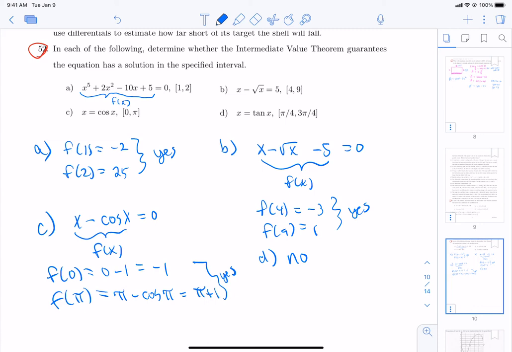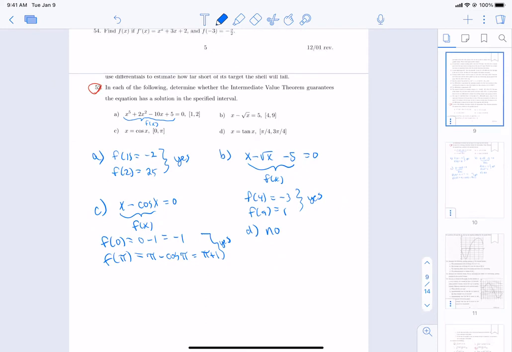So that is 52. Make sure it's equal to 0, plug in the ends. If one is positive, one is negative, then yes, there has to be a solution within that window. Did they ask you to solve for it? No. Do you know it's there? Yes. Where? I don't know. So that is 52.